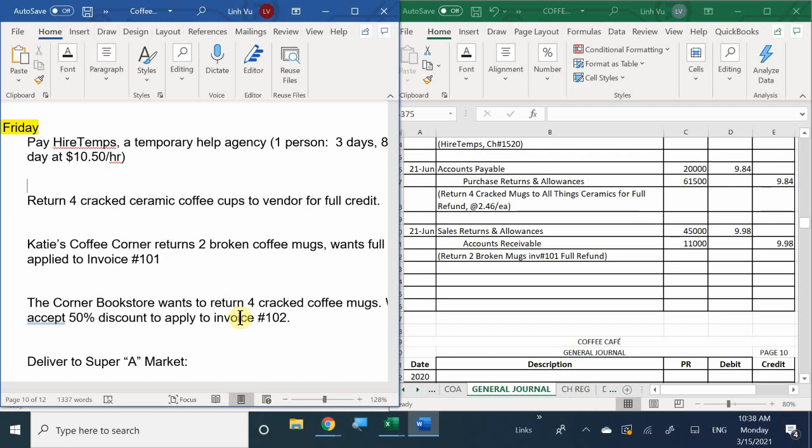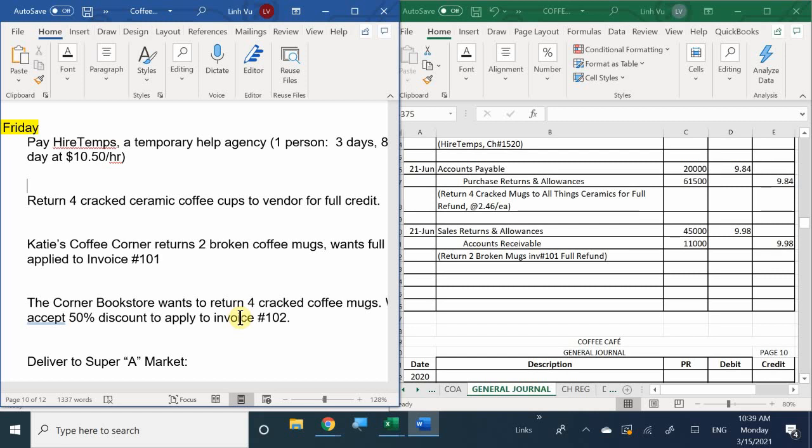So in this case, we're looking at this here. This time, what are we doing? Are we giving a customer a full refund? No. What are we giving them? 50%. 50% discount. All right. However, that's because he's trying to what? What is he attempting to do? Try to apply to invoice number 102.